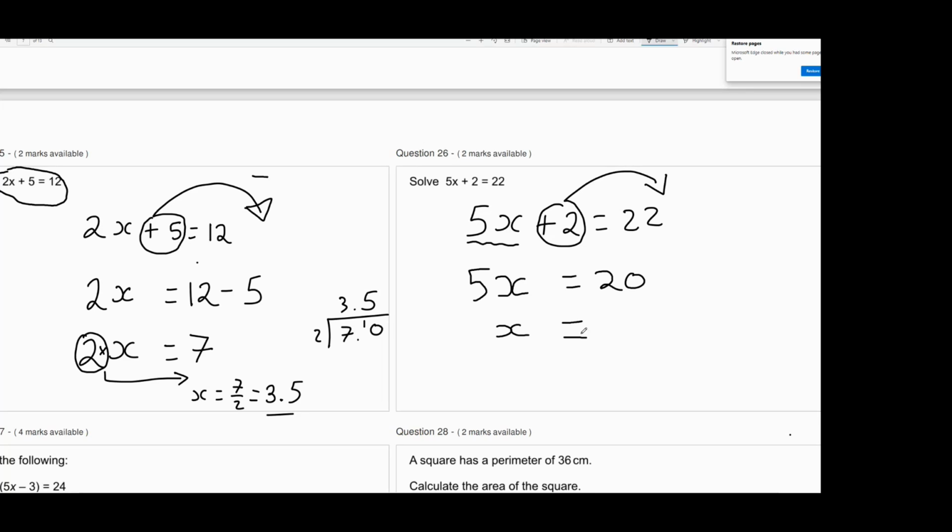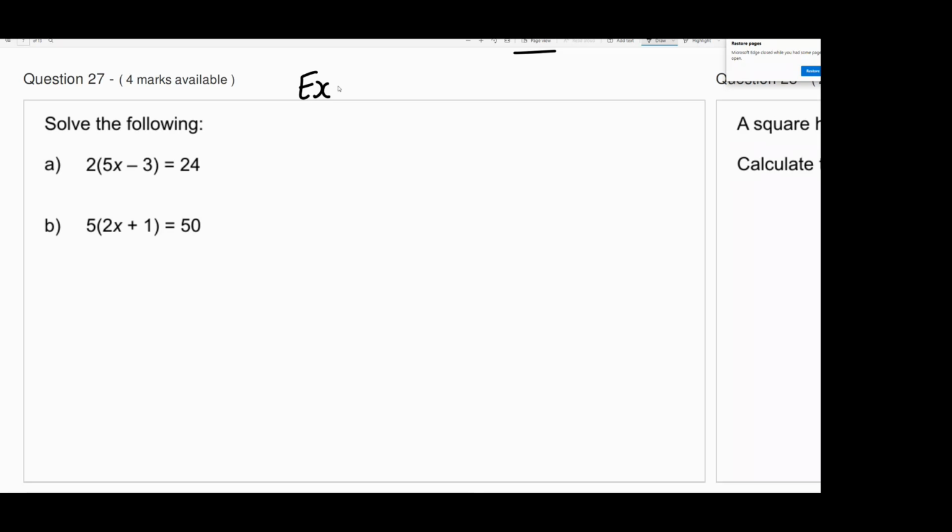That's exactly right. We divide by 5. So I'm going to say expand first. So what I'm going to do is do 2. Now, when we expand brackets, we times everything on the inside by everything on the outside. So I'm going to do 2 times 5x. What would 2 times 5x be?